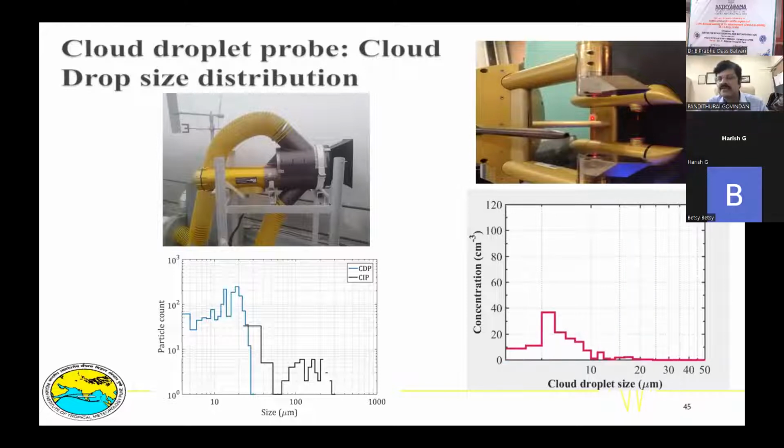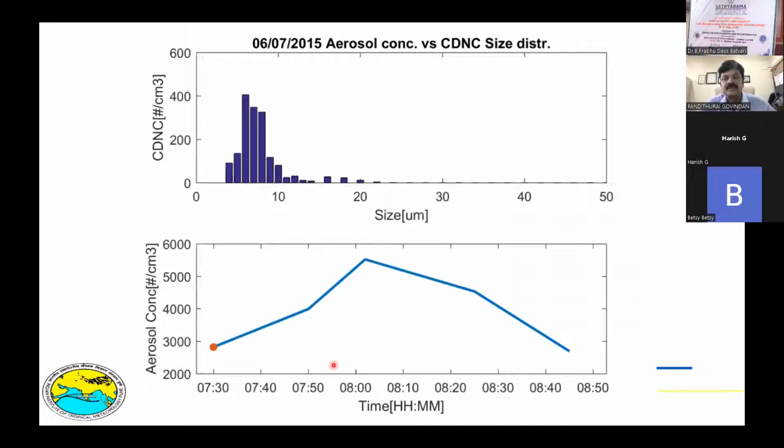So only the forward scattering technique is used to get the in situ measurements of cloud droplet size distribution. So you can get the cloud droplet number concentration and the effective radius or mean droplet size. All this information could be derived in combination with the two probes. Even the larger size particles can also be seen. The cloud droplet probe and the CIP, the cloud imaging probe. So by combining, you can get almost 2-3 orders of size ranges.